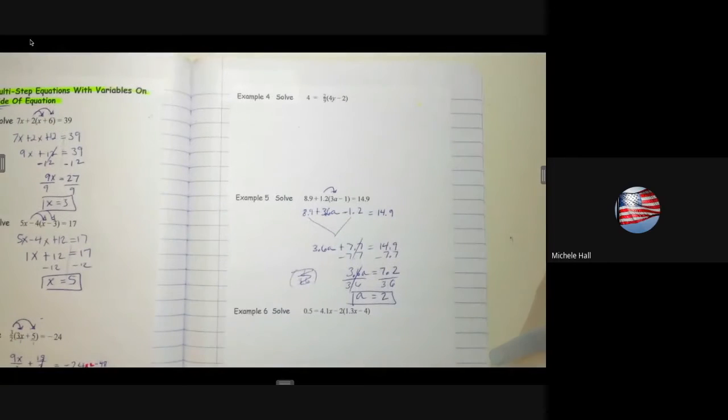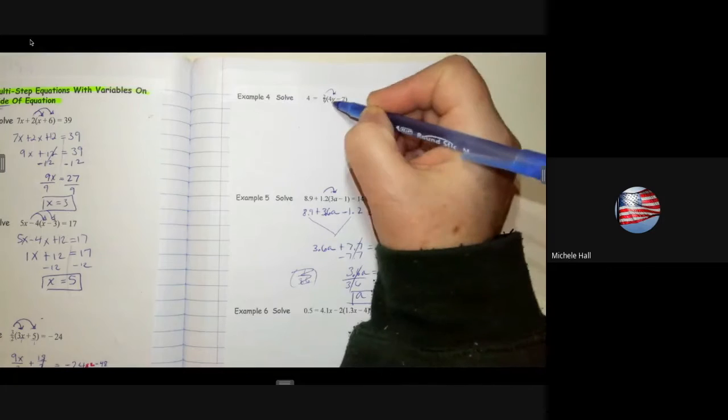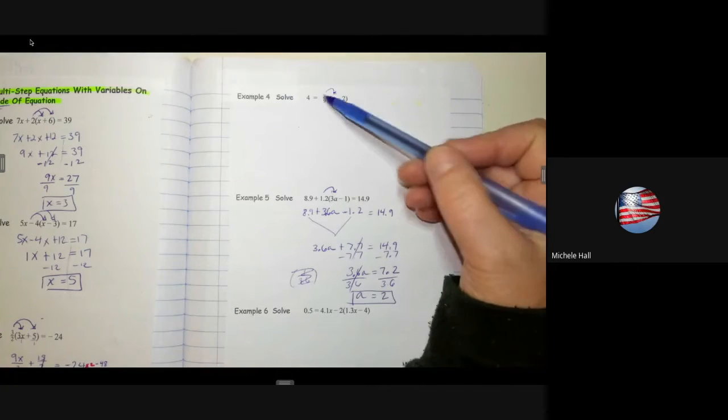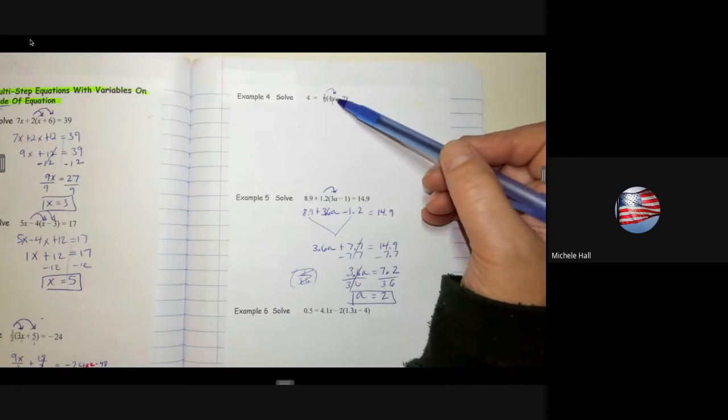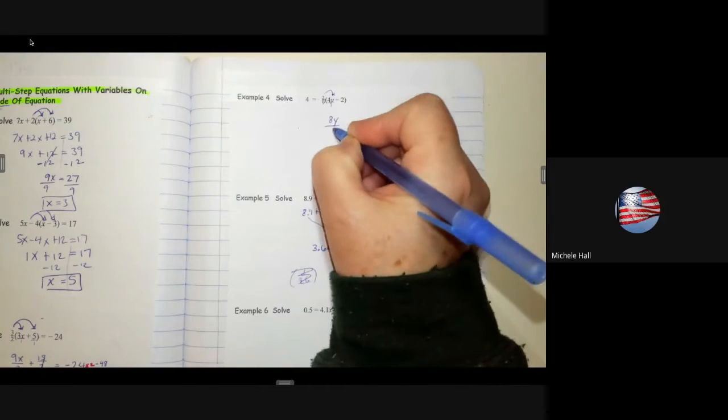Example 4. We need to simplify by using the distributive property. 2/9 times 4y. If I make this a fraction, I see that there's nothing that can cross cancel, so I'm just going to multiply straight across. 2 times 4y is 8y. 9 times 1 is 9. So that would be 8y divided by 9.